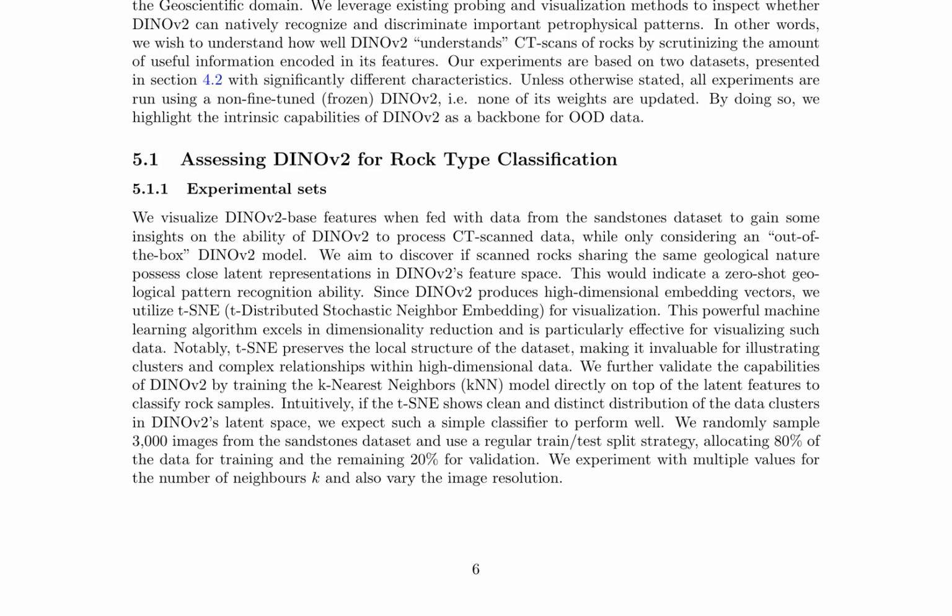The goal is to discover if scanned rocks sharing the same geological nature possess close latent representations in DINOv2's feature space, indicating a zero-shot geological pattern recognition ability. The capabilities of DINOv2 are further validated by training a k-nearest neighbors (KNN) model directly on top of the latent features to classify rock samples.